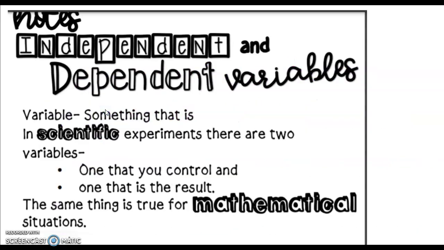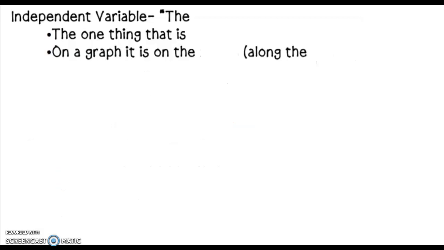You may have heard of independent and dependent variables in science class. Remember that a variable is something that is changed. In scientific experiments, there are two variables, one that you can control and one that is the result. The same thing is true in mathematical situations.